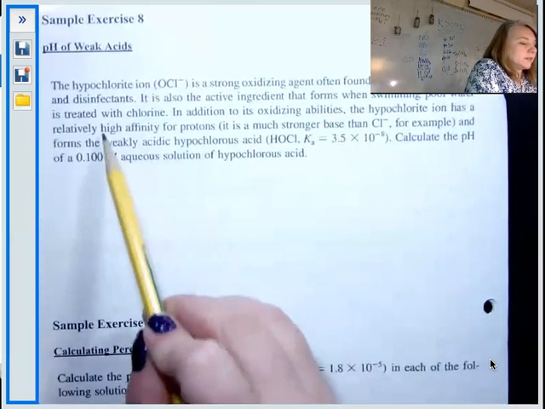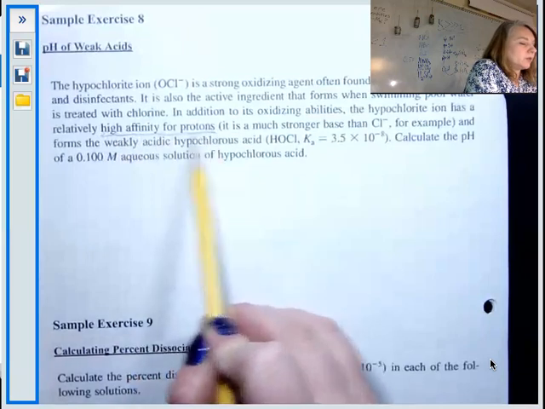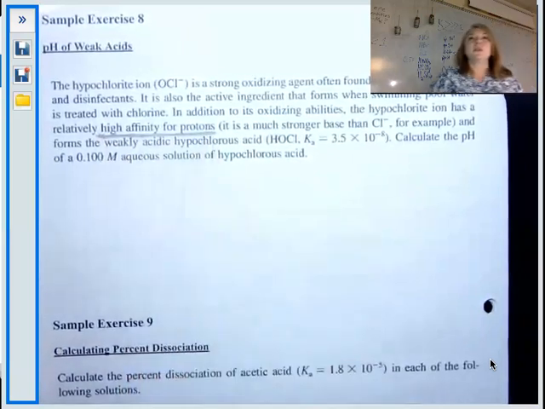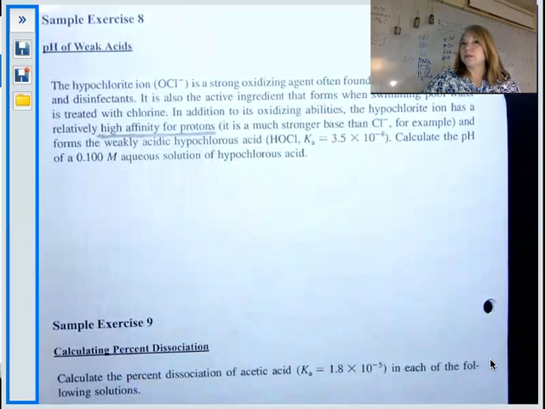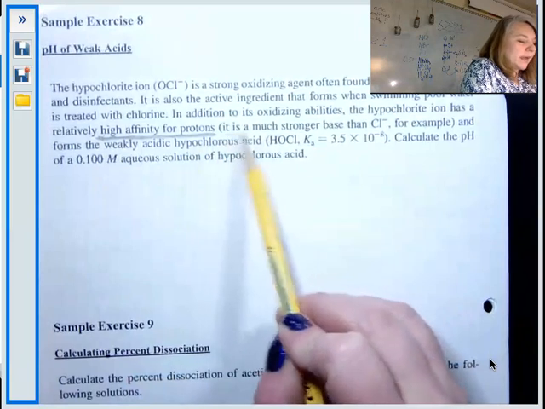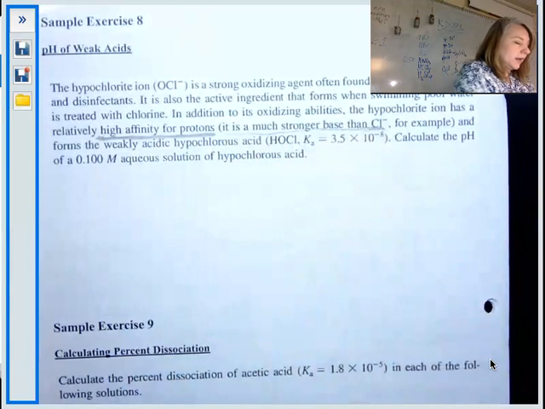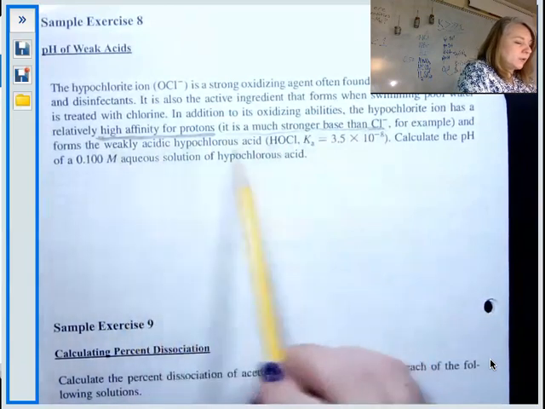Now, let's talk about what this means. High affinity for protons. If you just use context clues, high affinity for protons means high attraction to protons. Nice, very good. That's exactly what it means. And remember, a proton in acid-base chemistry is a hydrogen ion. It's a much stronger base than the chloride ion, and forms the weakly acidic hypochlorous acid.